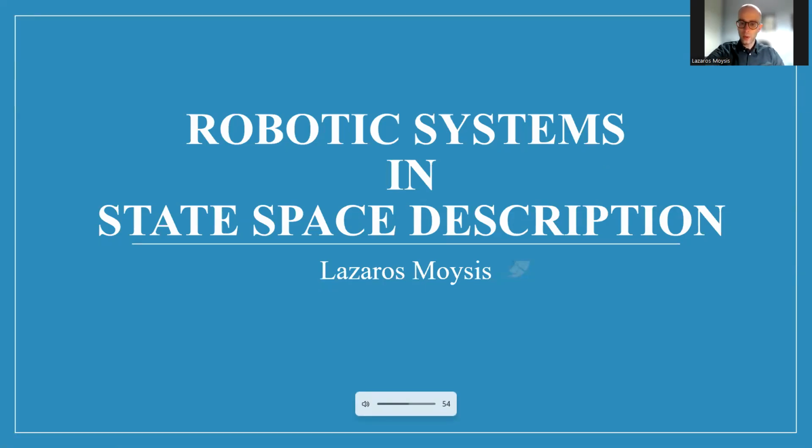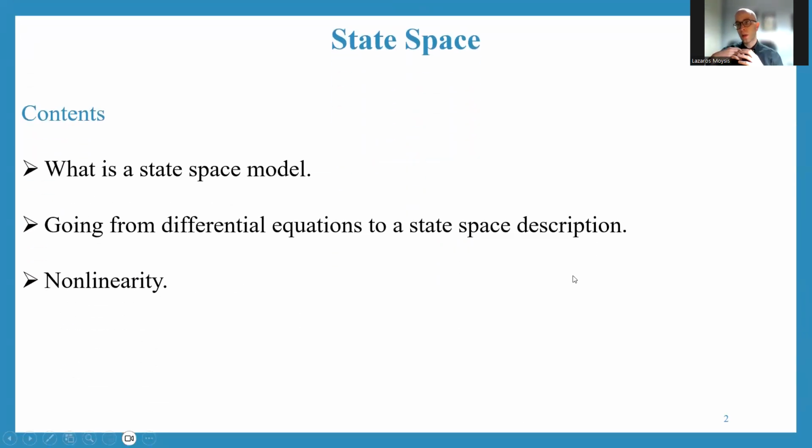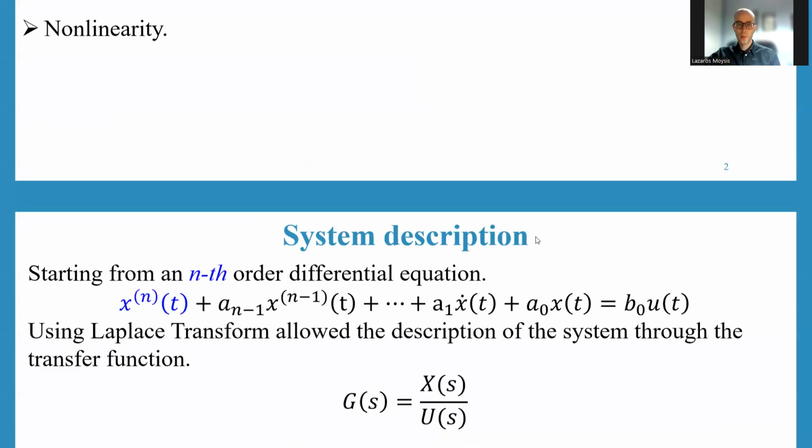Everybody. So the topic of today's video is going to be about modeling robotic systems in the state space description. We're going to discuss a little bit about the state space description and what we mean by a state space model, how we transition from a set of differential equations to the state space description, and then we're going to close by discussing what we're about to do in case of nonlinearity in the system. So let's begin with the basics.